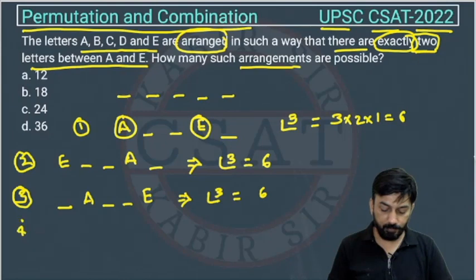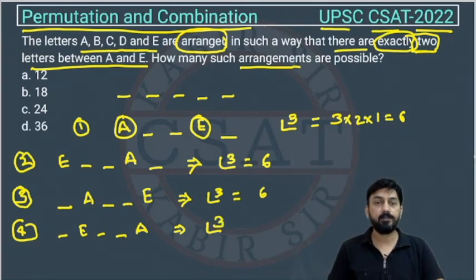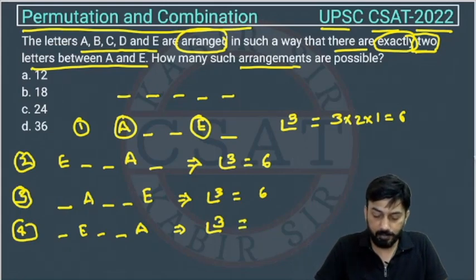And there is again one possibility 4, because may be possible that E is here and A is at last place, right? If this is the case, then it will again be factorial 3, because 3 letters can be arranged in 3 places, and how many ways? Factorial 3. So this is again 6, right?